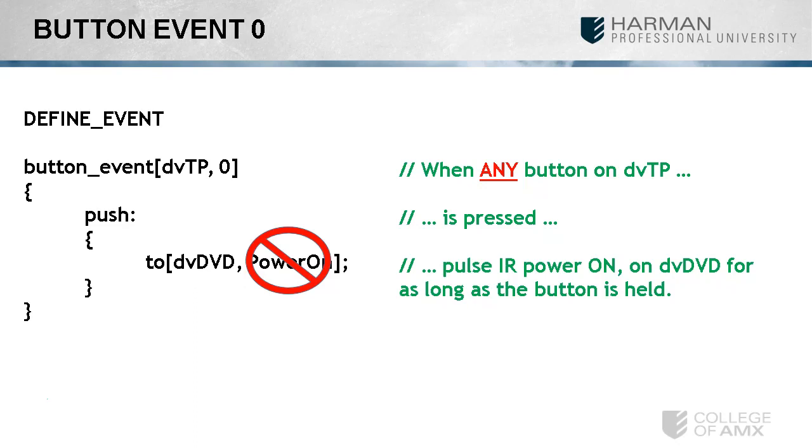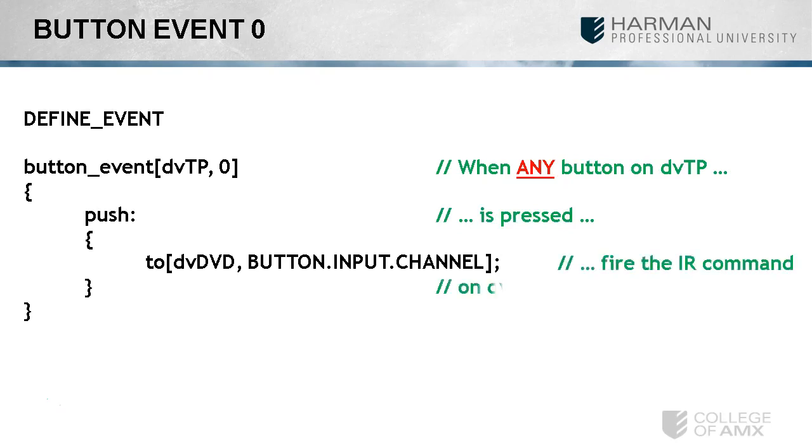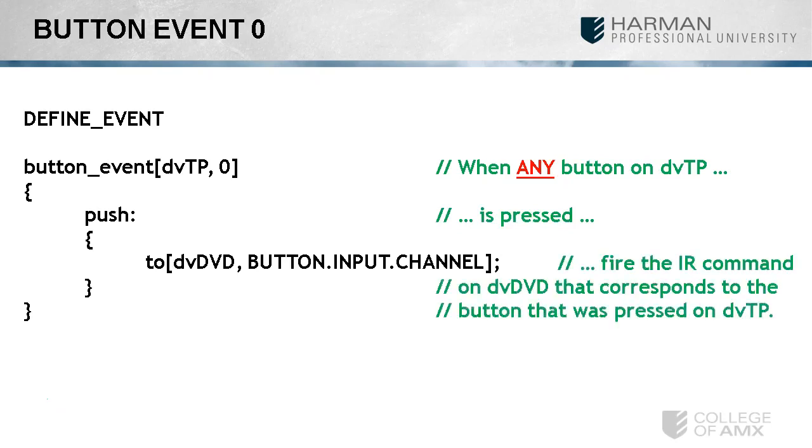Okay, so let's fix this. This time, a button event embedded property has been used to specify which IR channel must be pulsed. Now the code interprets as follows. When any button on DVTP is pressed, turn on the IR channel that corresponds to, or is the same as, the channel code of DVTP for as long as the button is held. So in effect, the button channel codes on the DVD control page of the UI are mapped to the IR channels of the DVD IR file. What that means is that this short piece of code serves as the IR control code for all IR functions of the DVD player, or any IR controlled device for that matter.